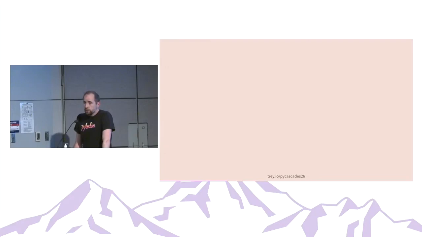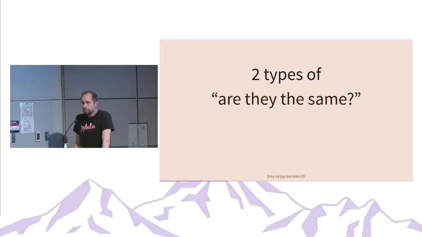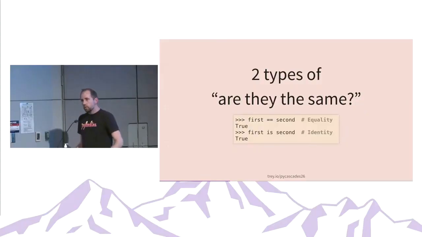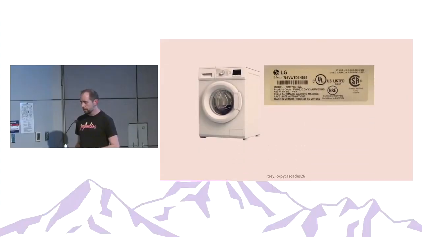In Python, we have two different types of change, but we also have two different ways to ask the question, are they the same? We have the double equals operator for equality, and we have the is operator for identity. You can think of equality and identity as asking about model numbers and serial numbers. Model numbers help you identify equivalent objects. Serial numbers uniquely identify a specific object.